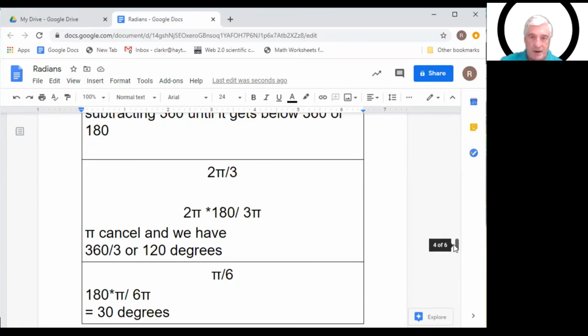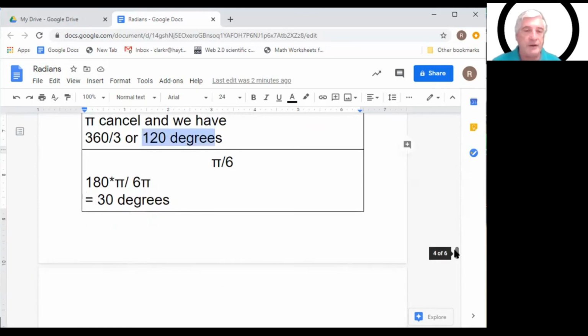The next example I have here is 2 pi over 3. We try and make sure that the radians stay in fraction form and never in decimal form. 2 pi divided by 3 times 180. 2 times 180 is 360 divided by 3 is 120. And of course the pi's cancel out, so we get 120 degrees.